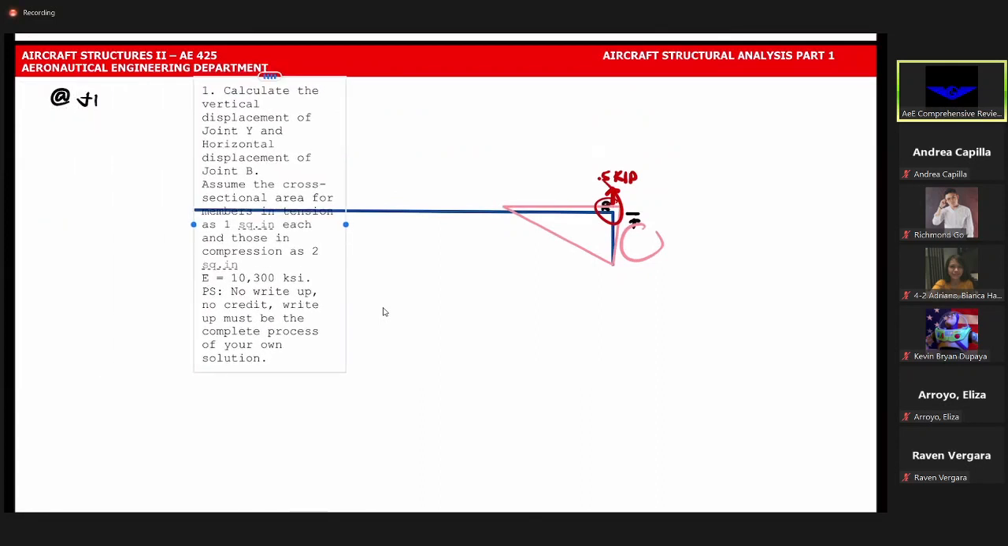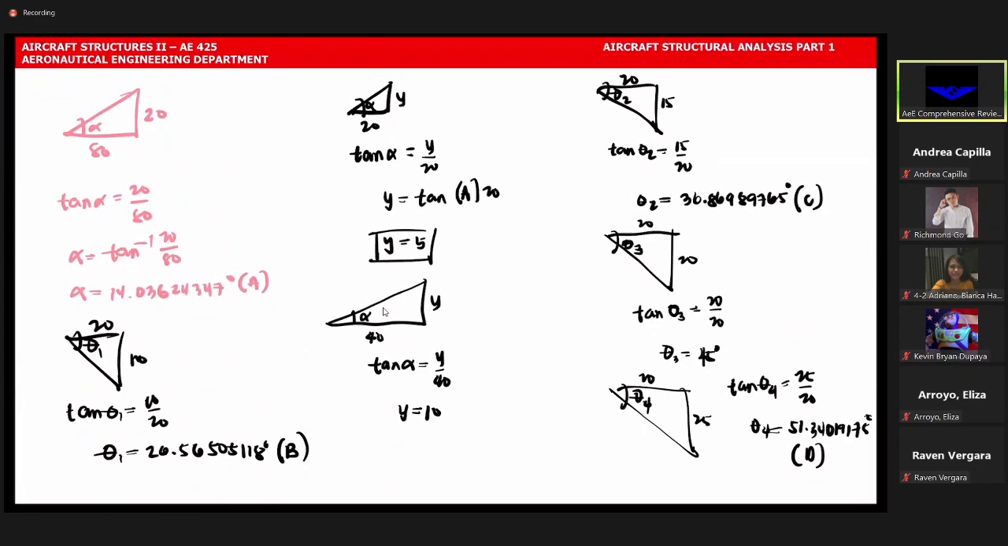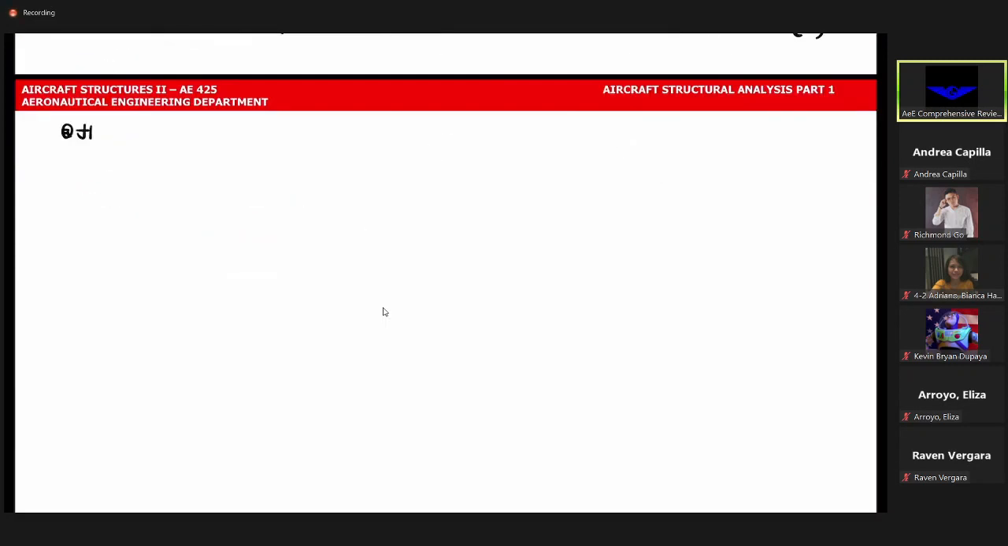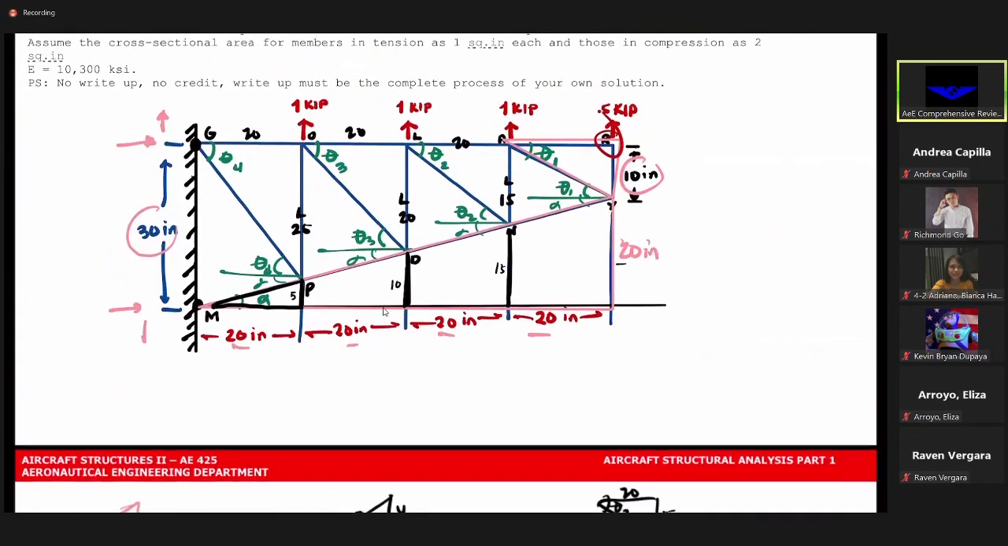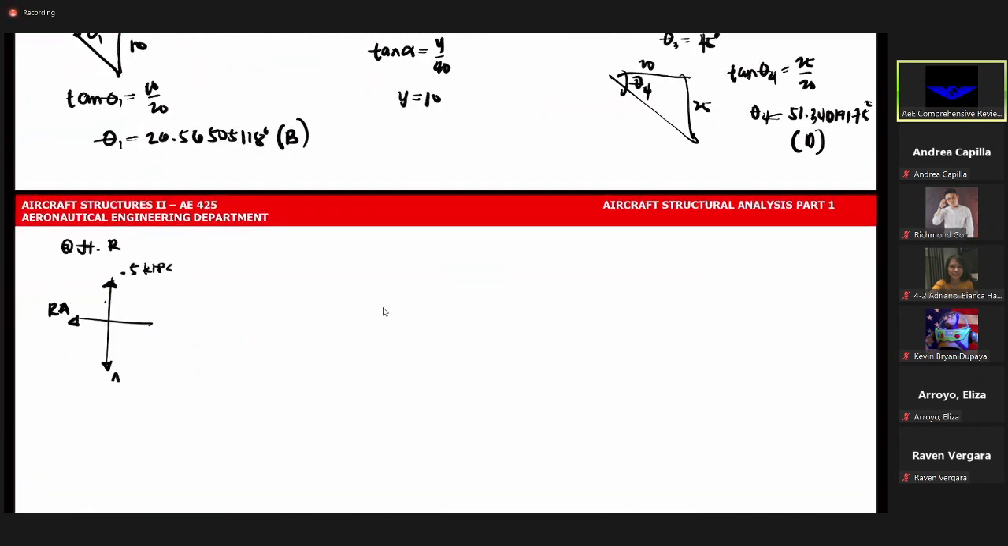Wait lang guys. Ay mabura. Yan. Okay, so drawing tayo at joint R. Meron tayong free body diagram na 0.5 kips going upward. Okay, and then meron tayong RA, and then meron tayong RY. Okay, so yung assume ko dito lahat is tension.